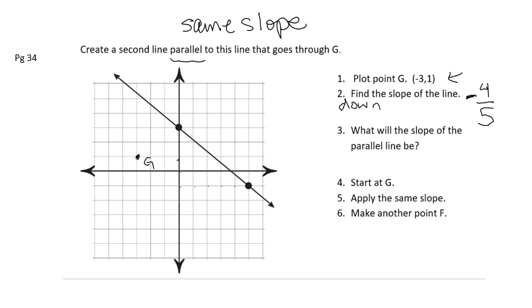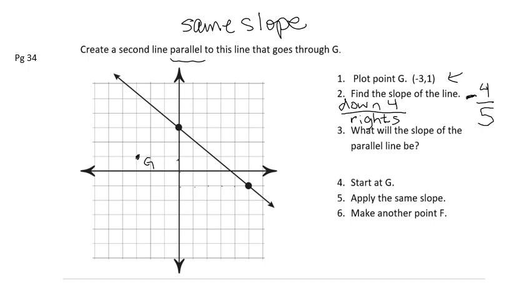Down 4, right 5. Now this is kind of like giving someone directions. Like if we were in the store and someone asked us where something was, or if we were at high school, someone said, hey, where's counseling? We would say, okay, we'll be down the hall and turn to the right. So this parallel line needs directions. We need to know how to draw it.